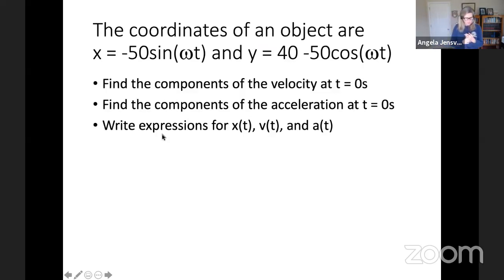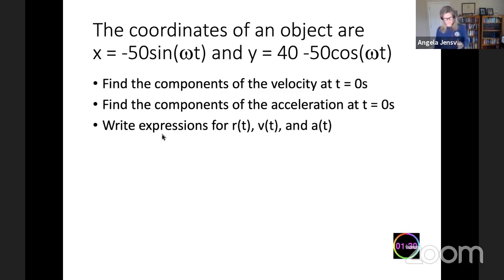Okay, let's do a little calculus, just a tiny bit. I gave you the coordinates of an object. Find the components of the velocity at 0 and acceleration at 0, and then write expressions for position, velocity, and acceleration at any time.